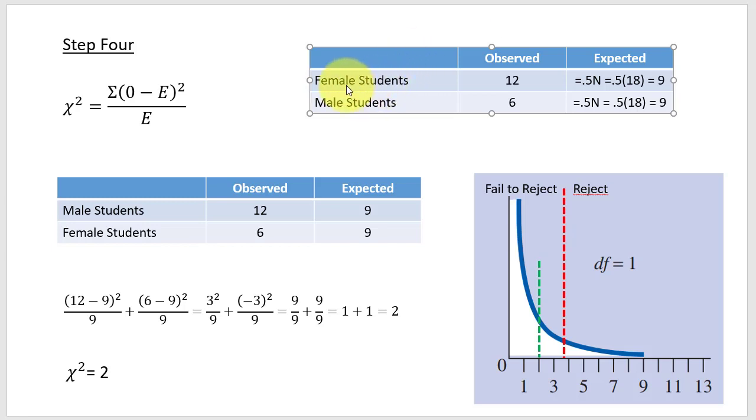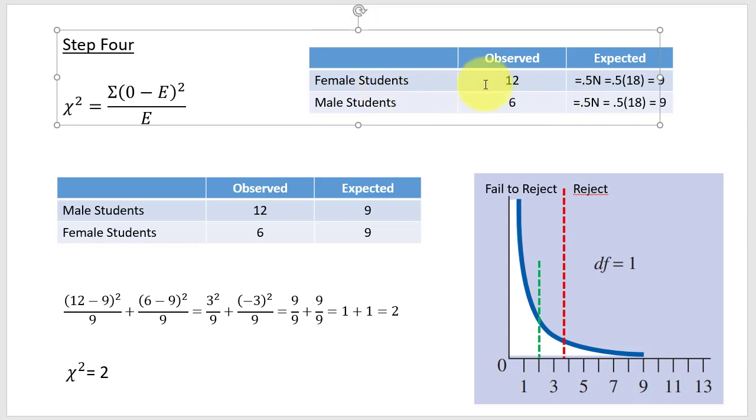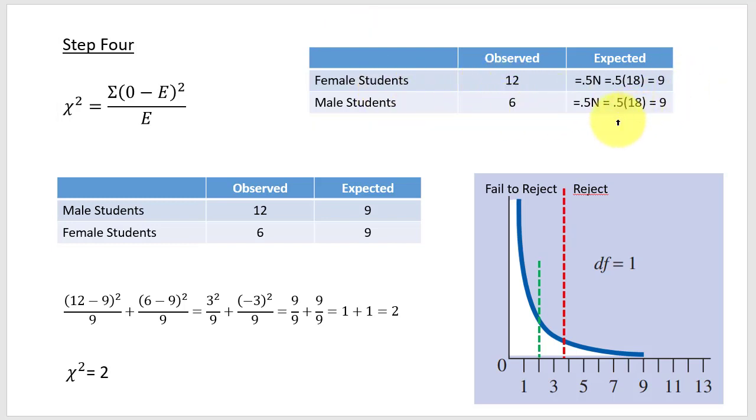So we have our table with female students and male students. We observed 12 female students and 6 male students. What we expect is a certain proportion of the total number of students. So if we look at it and we think that there are 2 groups, and there are 18 people altogether, we know logically that if we have no other information to go on, we will just assume that the groups are equal.